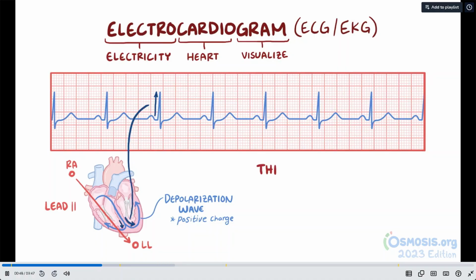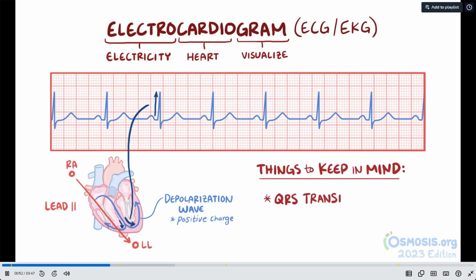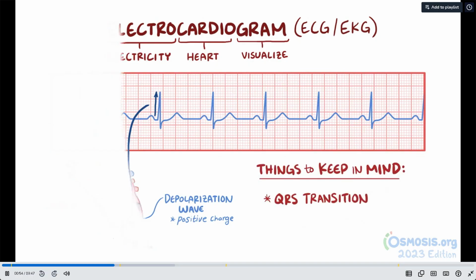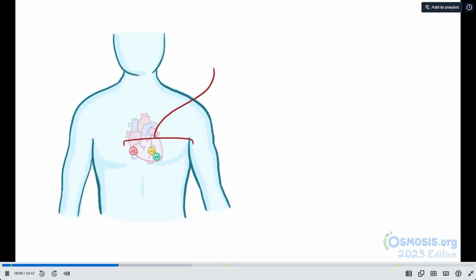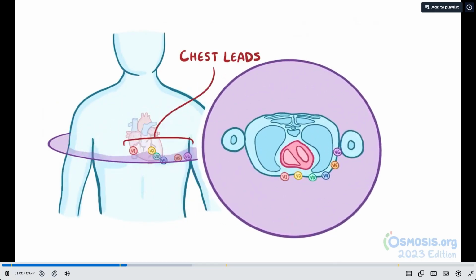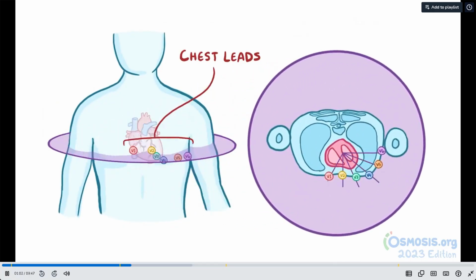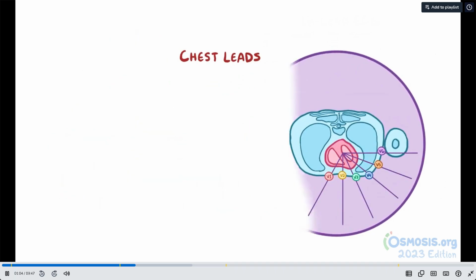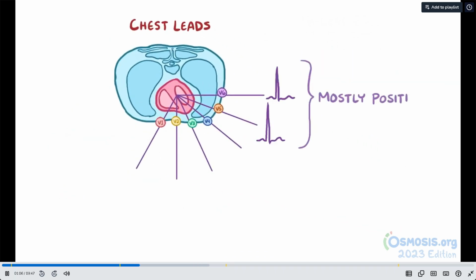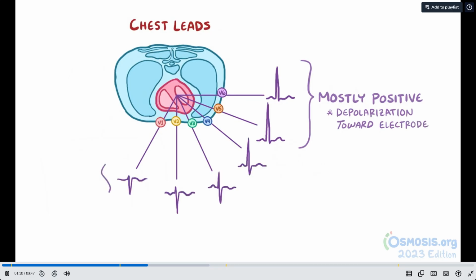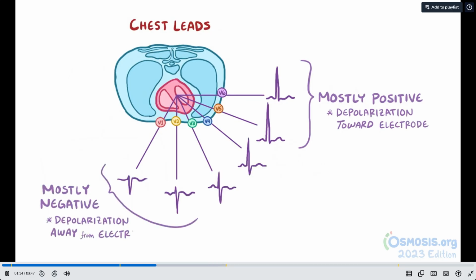To read an ECG, there are a few things to keep in mind, and one of them is figuring out the QRS transition. The chest leads, V1 through V6, view the heart through the horizontal plane, and each one has its own slightly different view. These views will have a mostly positive deflection if a depolarization wave is moving toward them, and a mostly negative deflection if the depolarization wave is moving away from them.